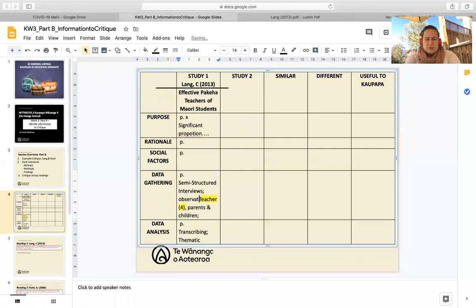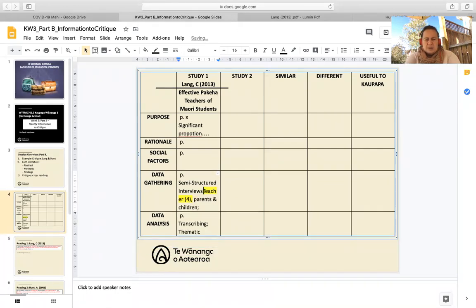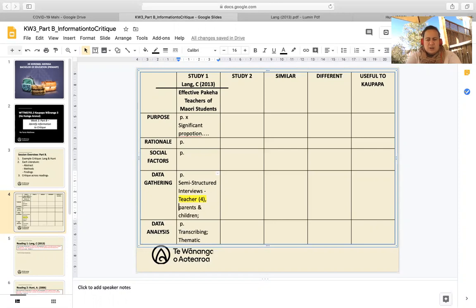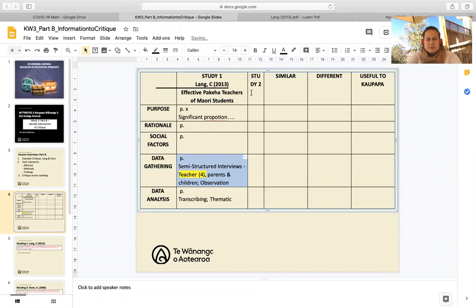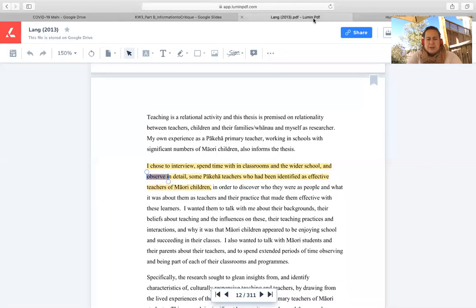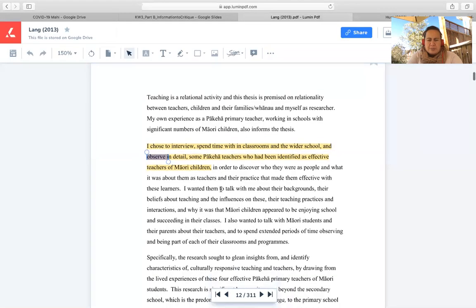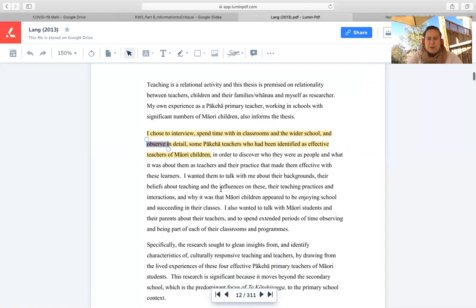Oh, sorry. So I put that. Interviews of teachers for now, parents and children. There was an observation. Yeah, it looks ugly, but anyway. Some Pākehā teachers who have been identified.